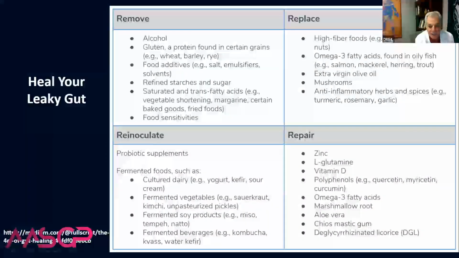And then repair, we like L-glutamine. It comes in a combination with deglycerinated licorice. You can use deglycerinated licorice in a pill form or in a chewable for upper GI, GERD, and heartburn type issues. Mastic gum and aloe vera will coat the stomach lining. And polyphenols are those anti-inflammatories, quercetin and curcumin. They come in combinations, and they work quite nicely.